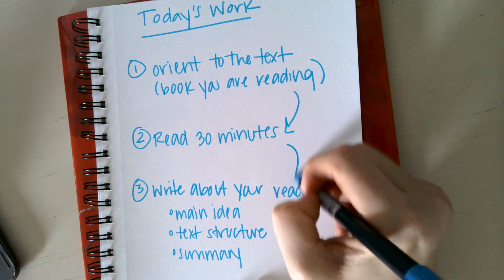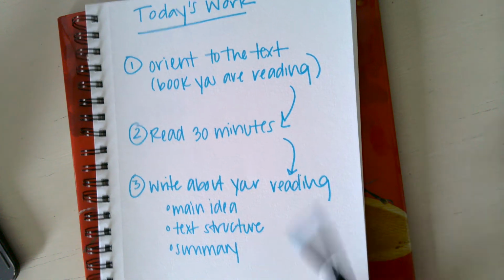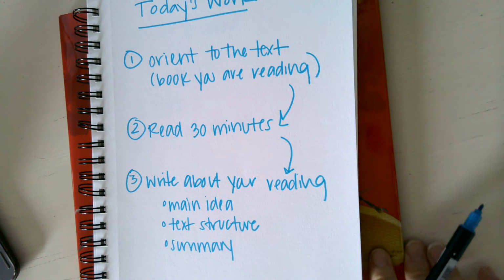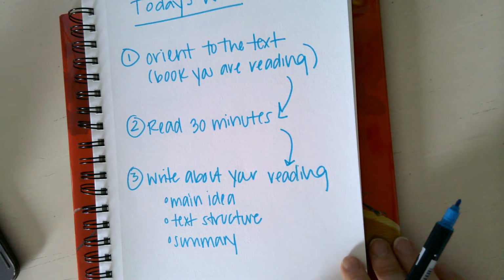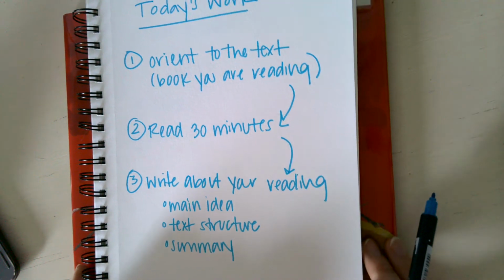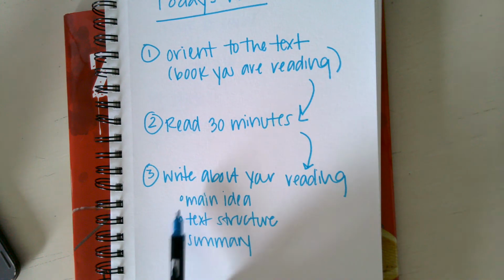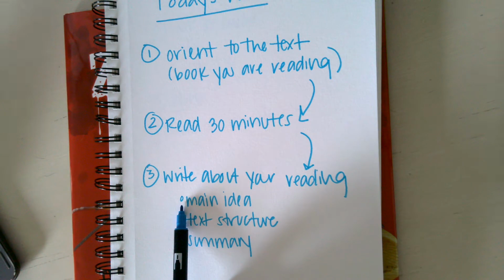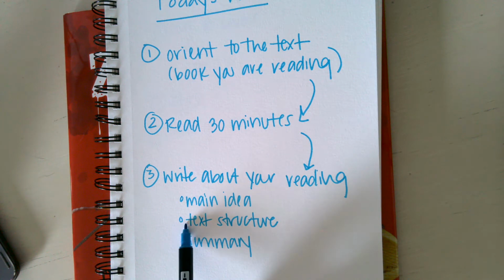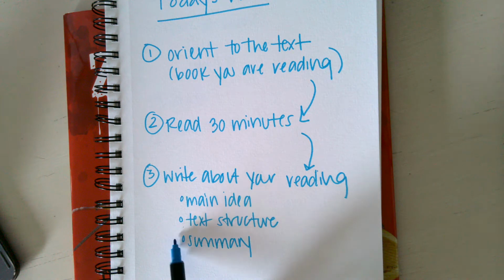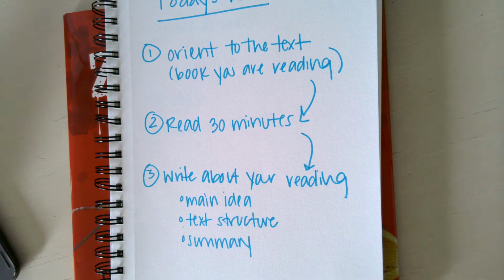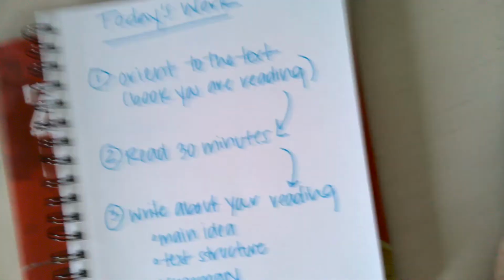Once you've read for 30 minutes, then you're going to do some writing about reading. The writing about reading really just depends on what you guys want to talk about today. So what makes sense to the reading that you did? Some of you might choose to write about main ideas. Is there some kind of main idea in what you've read? Is there something that you think the author is trying to teach you? Some of you might notice text structure. Remember, we talked about chronological, cause and effect, problem solution, compare and contrast, or different text structures. Or you might summarize, so just retell what you read.